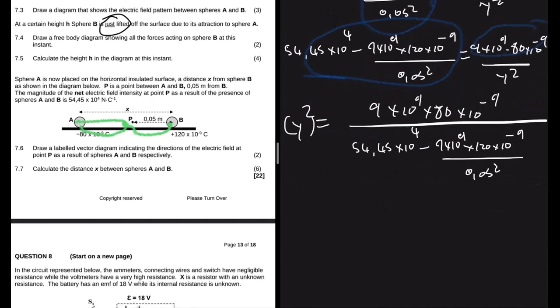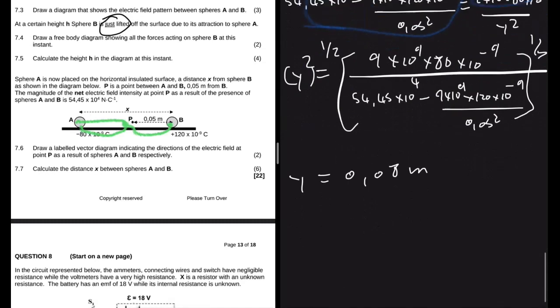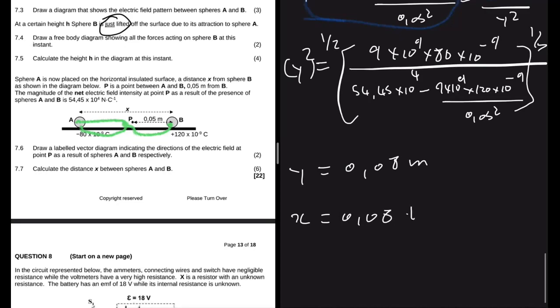So we have Y squared to the power half, and then this entire expression to the power half. And then if you do that, you're going to get Y equals 0.08 meters, right? So X will be 0.08 plus 0.05, which is 0.13 meters.